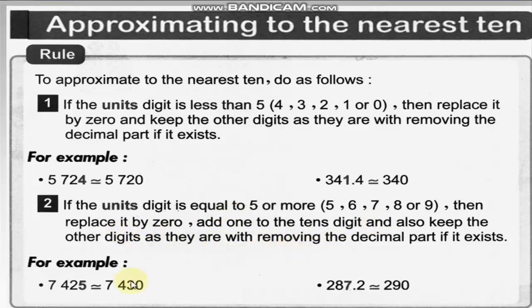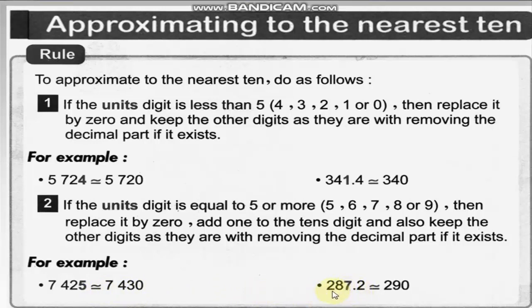For example, 7425. The tenth here is number 2 and the unit is number 5. We say if it's 5 or more than 5, we replace it by 0 and add 1 to the tenth. So we replace 5 by 0 and add 1 to the tenth to become number 3 and keep the other digits as they are. So 7425 approximated to the nearest ten equals 7430.